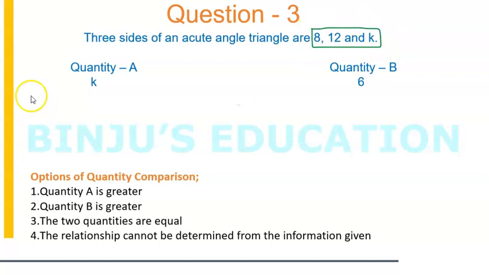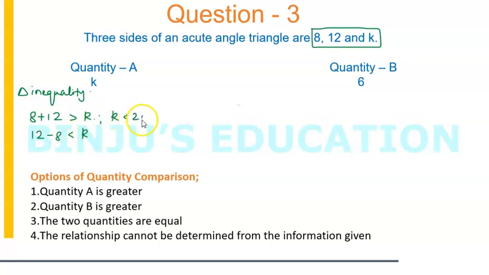So if I use the triangle inequality, then we know that the sum of two sides is always greater than the third side, and the difference between the two sides is always less than the third side, which means the value of k will be less than 20 and the value of k will be greater than 4. But now the question specifically says that we need an acute angle triangle. Now even if I consider k to be an integer value, which is not given in the question, values such as 5, 6, 7, 8, and so on up till 19 will satisfy.